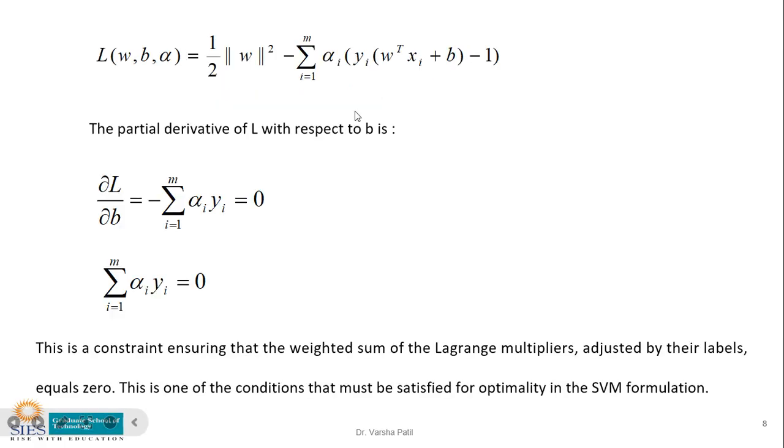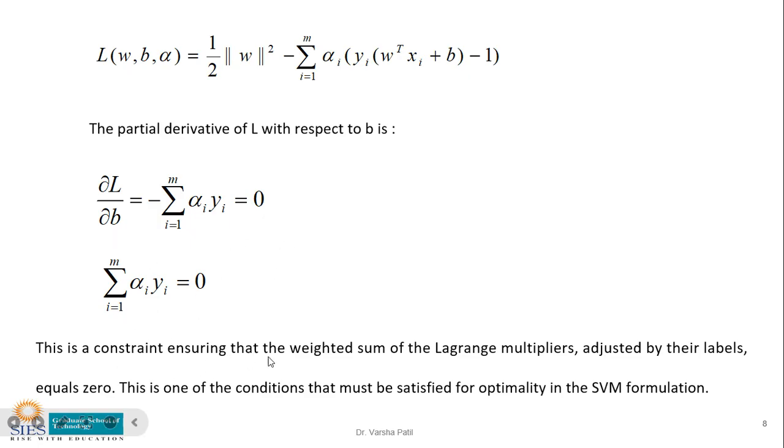Now here we are taking the first partial derivative with respect to b. So when we take the partial derivative with respect to b, at that time only this term, that is alpha i, yi and b, is there. As the derivative of b is 1, we get alpha i, yi, and we always equate the derivative to 0 because it is a minimization function. So we are getting this.